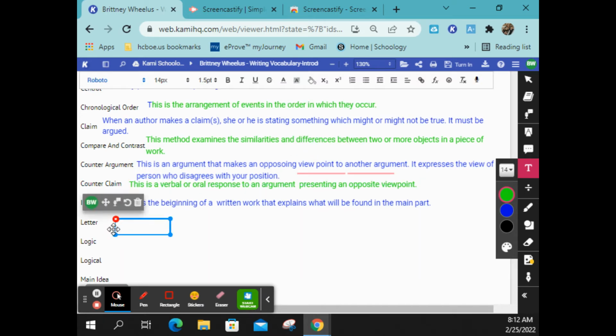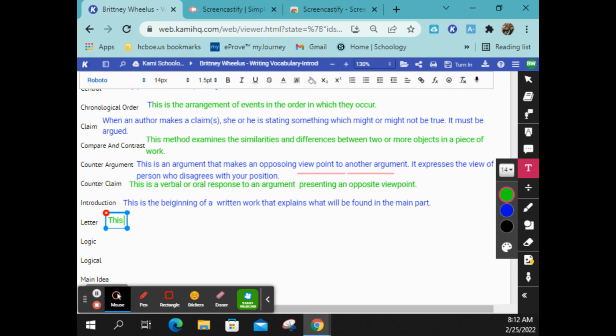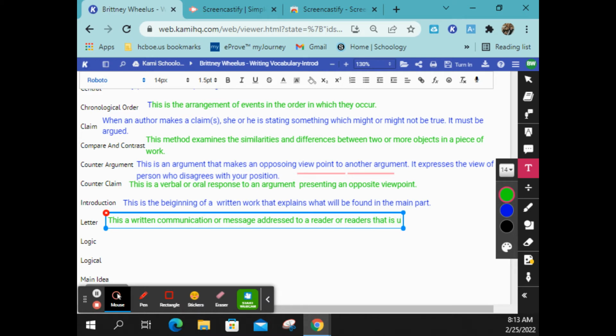Okay, a letter. All right, this is a written communication or message addressed to a reader or readers that is usually sent by mail.